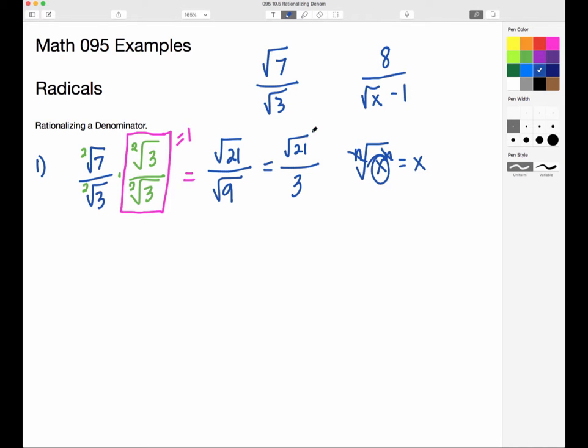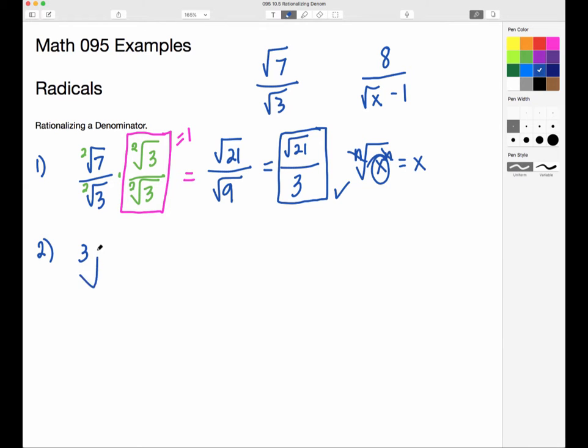And we are done. This is the equivalent version of the square root of 7 divided by the square root of 3, but there is no longer a radical in the denominator. So we have simplified the problem. And if we really wanted to, we could go to a calculator and check these two answers just to make sure that they come up with the same value if we really don't believe we did it right. All right, let's try another one.